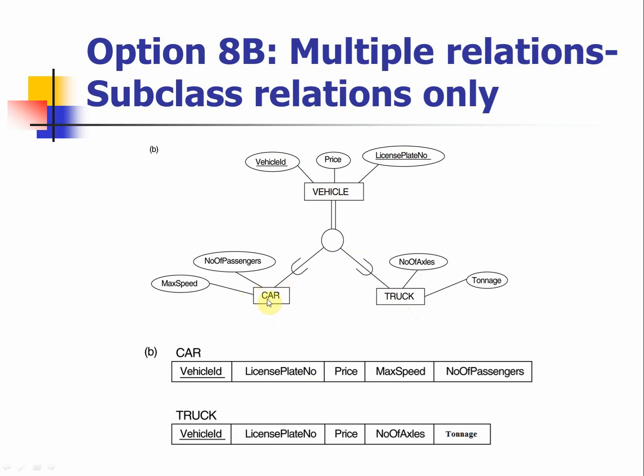What are the attributes describing the car? The attributes describing the car include maximum speed, number of passengers, vehicle ID, price, and license plate number. So all of this will go to the car. It will be the same thing for the truck. So in this case, we can remove the superclass by creating a car entity and a truck entity. And so that is how we will be able to use the second choice here. It's multiple relations, subclass only.